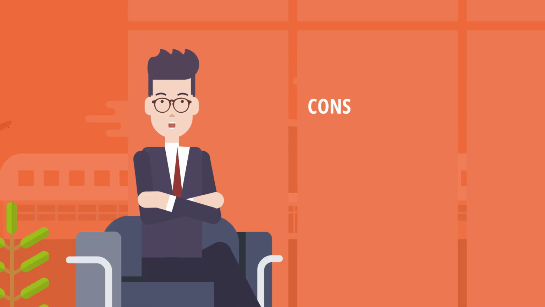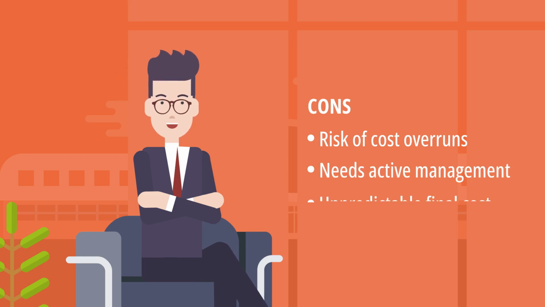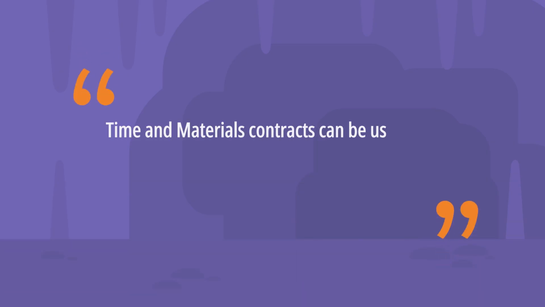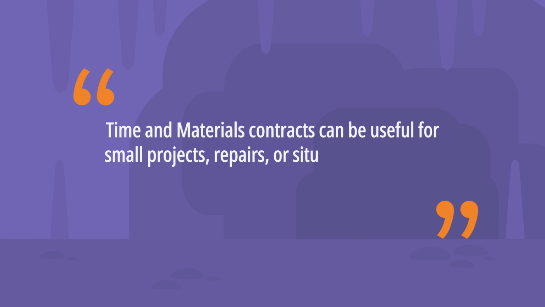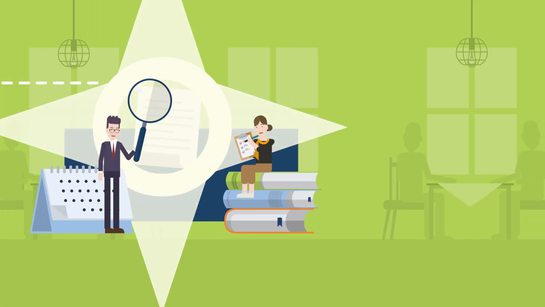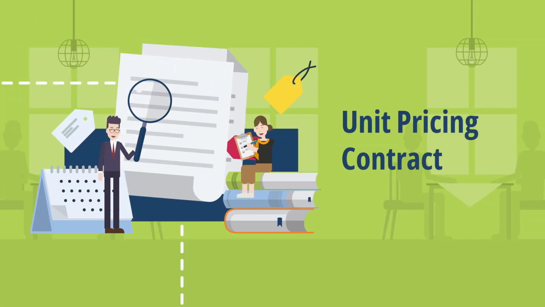The main risk here is cost control. Without a fixed price, costs can escalate quickly if the project takes longer than expected. It requires active management and a clear understanding of rates and material costs. Time and materials contracts can be useful for small projects, repairs, or situations where the scope of work is difficult to define upfront. Lastly, let's explore unit pricing contracts.